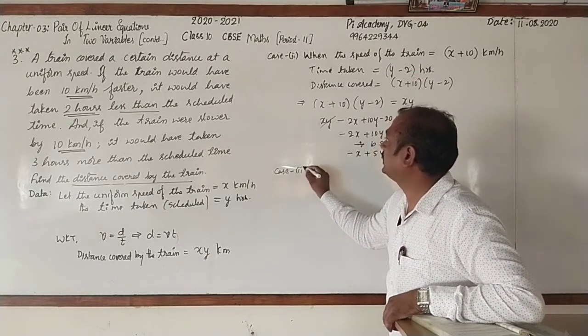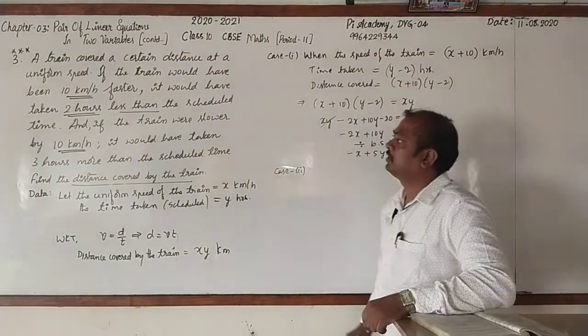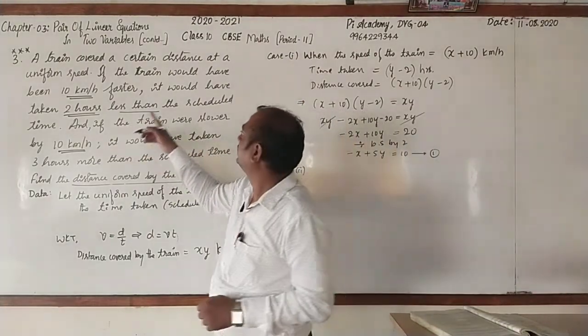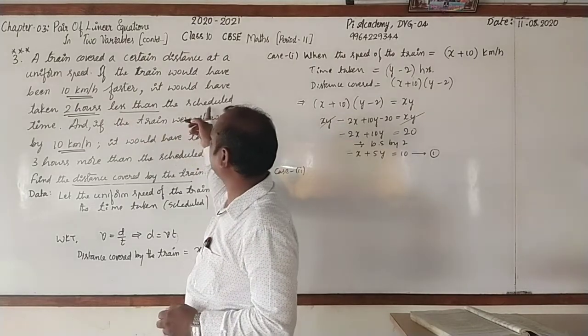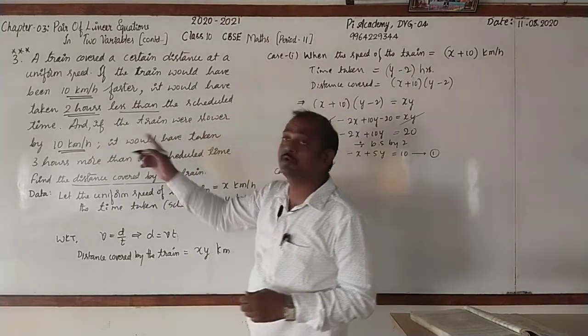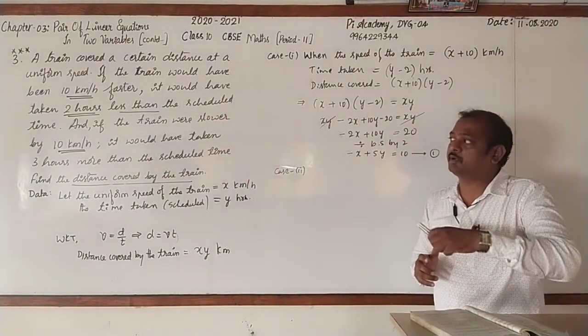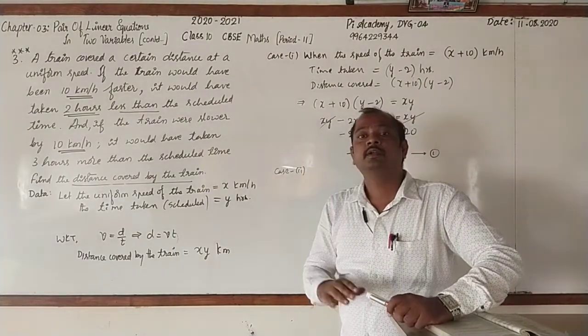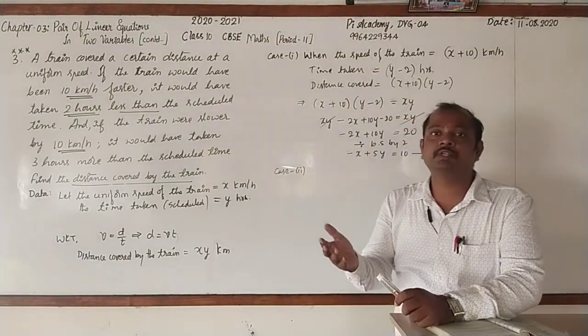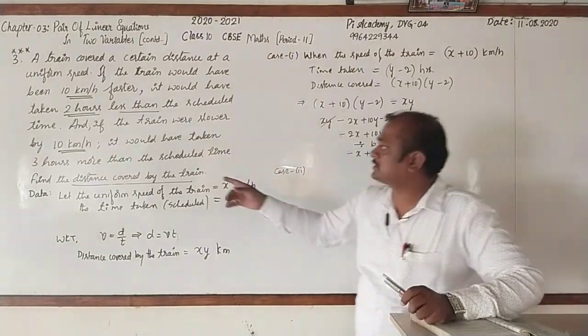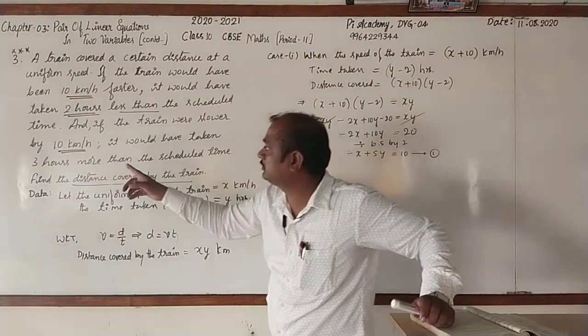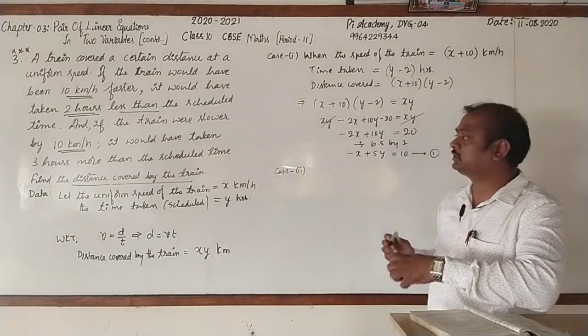Now, case 2. This is case 1. What is case 2? Here it has been given that if the train was slower by 10 km per hour, then as the speed decreases, what about the time taken? Obviously, it increases. It would have taken 3 hours more than the scheduled time.